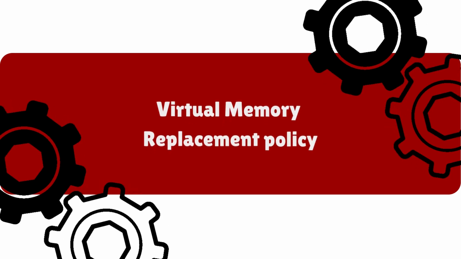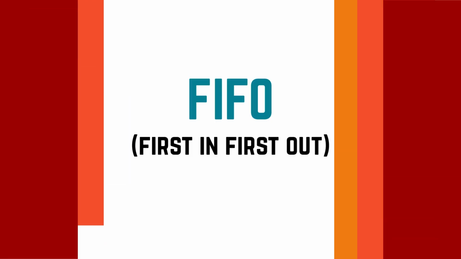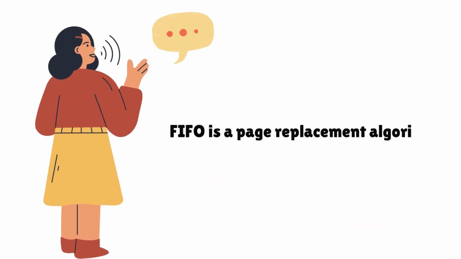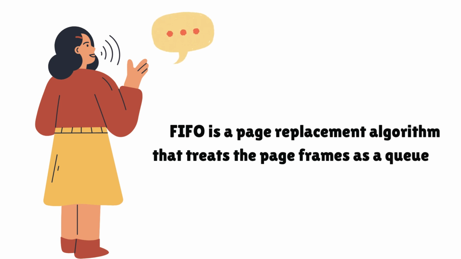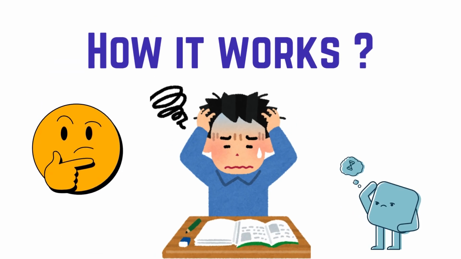Hey, today in operating systems, I will explain about replacement policy, FIFO. What is FIFO? I never heard that word before. First and foremost, FIFO is a page replacement algorithm that treats the page frames as a queue, circular buffer. The oldest page in memory is the first to be replaced. You might be wondering how it works, right?